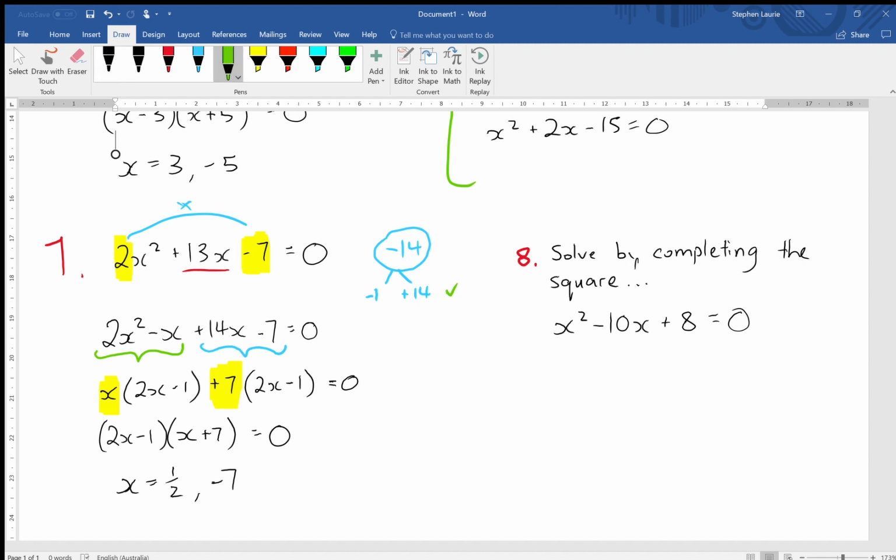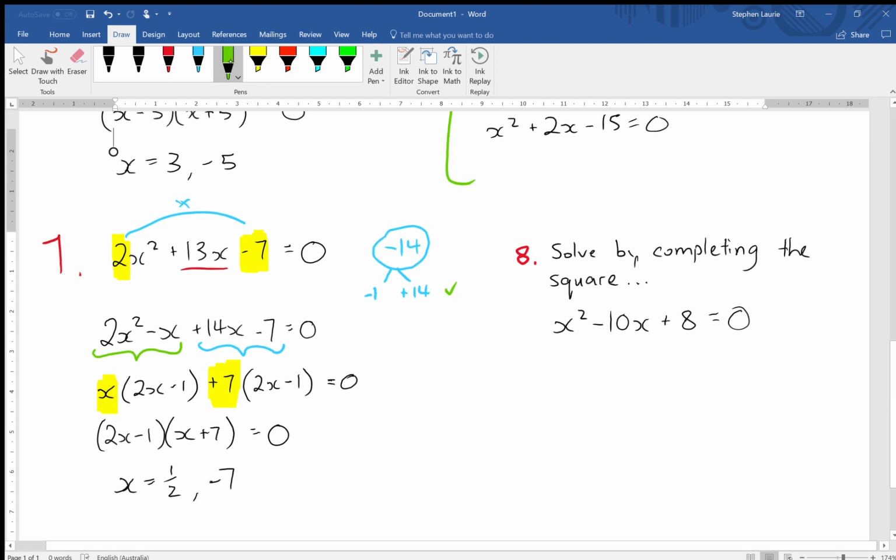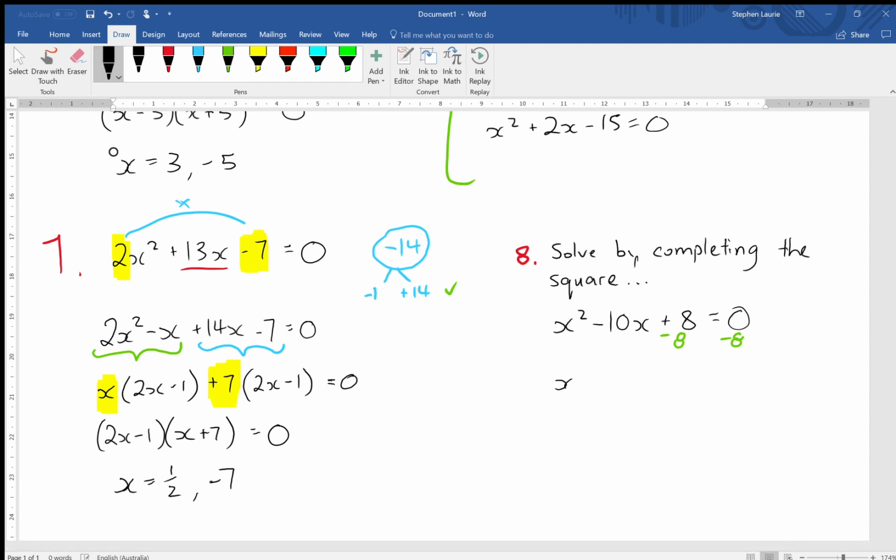Alright, hopefully you remembered that we want to have the x squared term and the x term on the left, but we want to move any constants to the other side first. So let's subtract 8 from both sides. We get x squared minus 10x. Now we're going to leave a gap, because we want to fill that in. We want to complete our square. And on the right we've got negative 8.